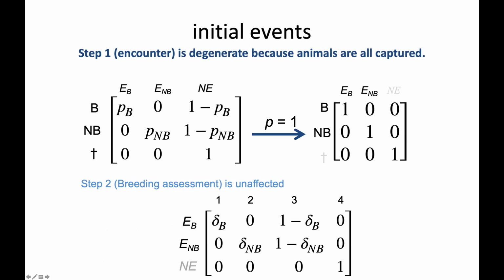So in this first encounter matrix, in the formulation in 2 steps, all the p's are equal to 1, right? But at step 2, the breeding assessment is not affected by the fact that you are at first encounter, the initial encounter. You still have the assignment to one state or the other. So at first encounter, the detection is 1, but the assignment is still to be estimated.